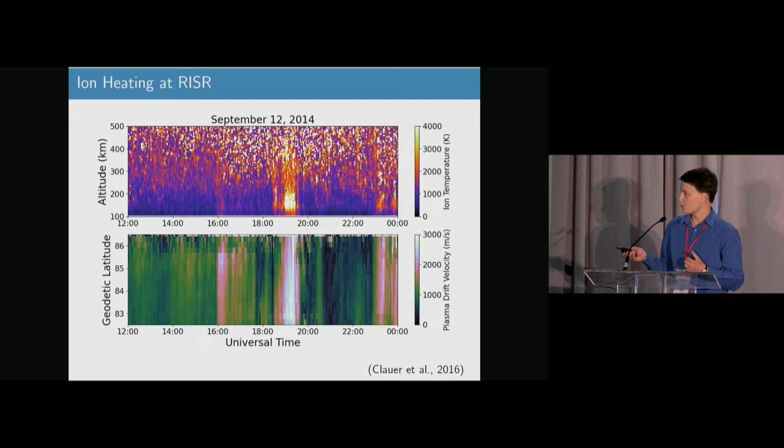However, I would like to point out that this is in no way a normal event. This is one of the most spectacular velocity events we've ever seen with the radar. But we did see it, so it does happen. And you do get strong flows in the polar cap routinely, just not quite that strong routinely.